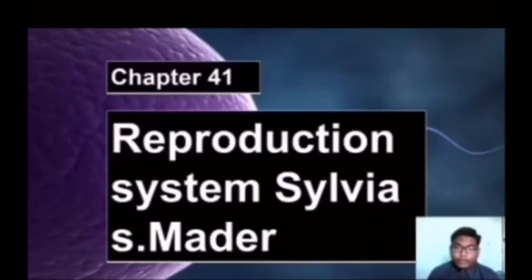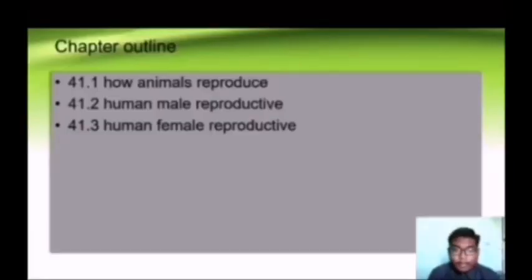Okay, so our group will present about the reproduction system. In this topic, we must present three chapters. The chapter outline in this topic: first is how animals reproduce, second, human male reproductive, and third, human female reproductive.